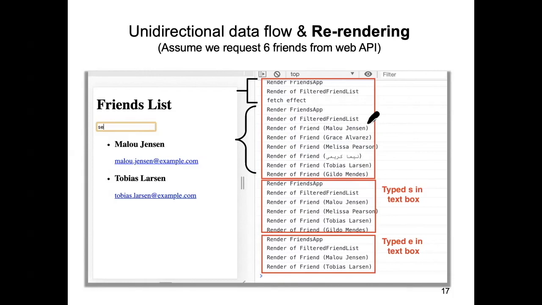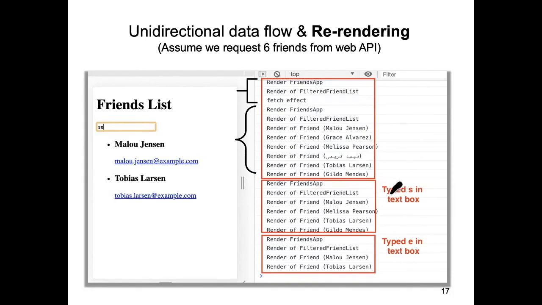So the friend component has 6 instances executing, and that's where these are coming from. I type something into the text box that causes the state change in the top component. It re-renders. The fetch callback doesn't execute at all this time because its dependency array was the empty array, so it only runs on the first mounting of the top component.